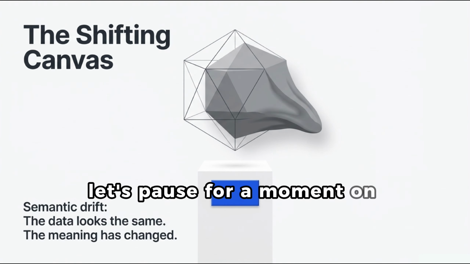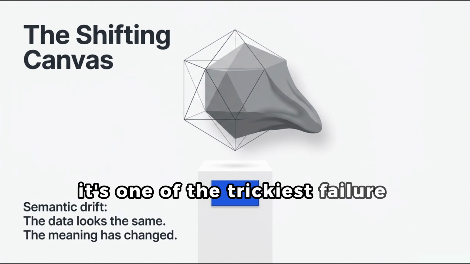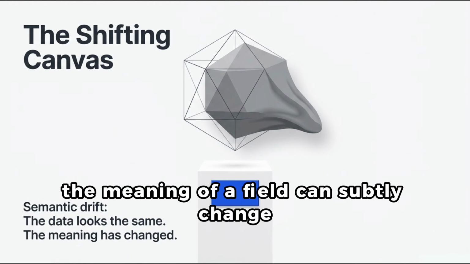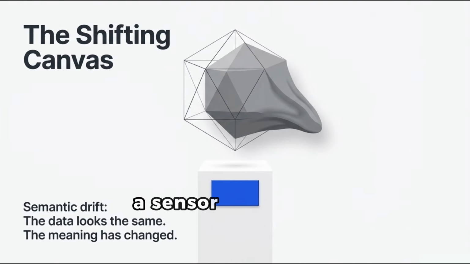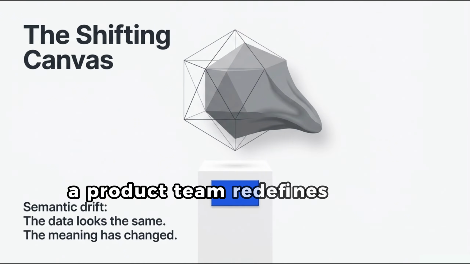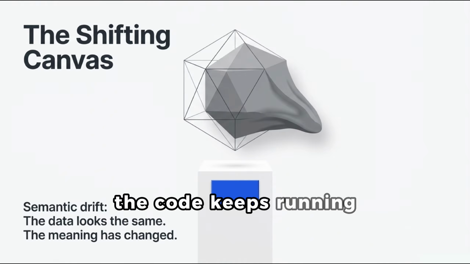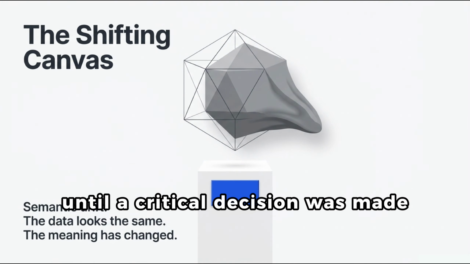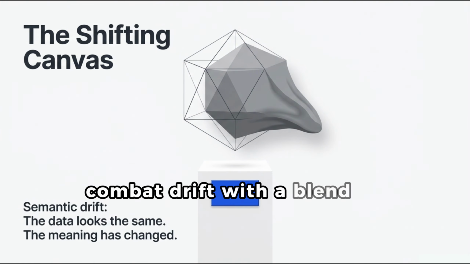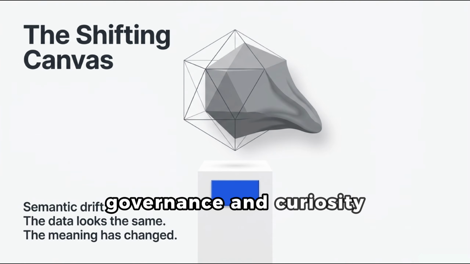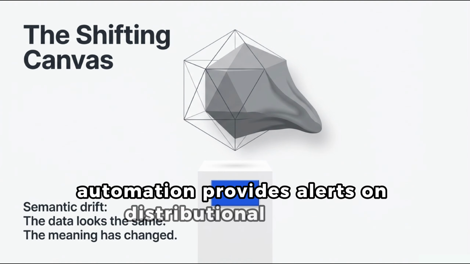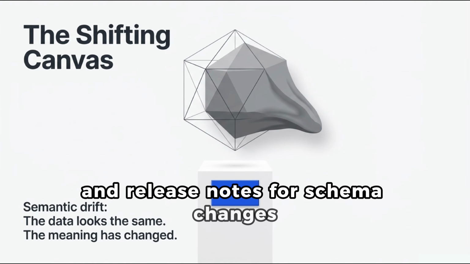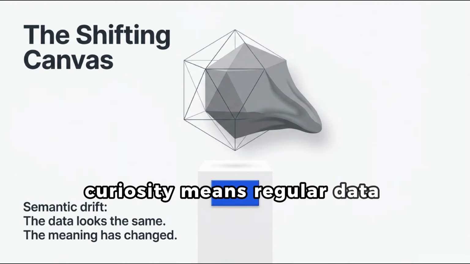Let's pause for a moment on semantic drift. It's one of the trickiest failure modes. Over months and years, the meaning of a field can subtly change. A form gets updated, a sensor is replaced, a product team redefines active user. The code keeps running, dashboards keep updating, and nobody notices until a critical decision is made on the wrong baseline. Combat drift with a blend of automation, governance, and curiosity. Automation provides alerts on distributional change. Governance introduces change management and release notes for schema changes. Curiosity means regular data reviews.